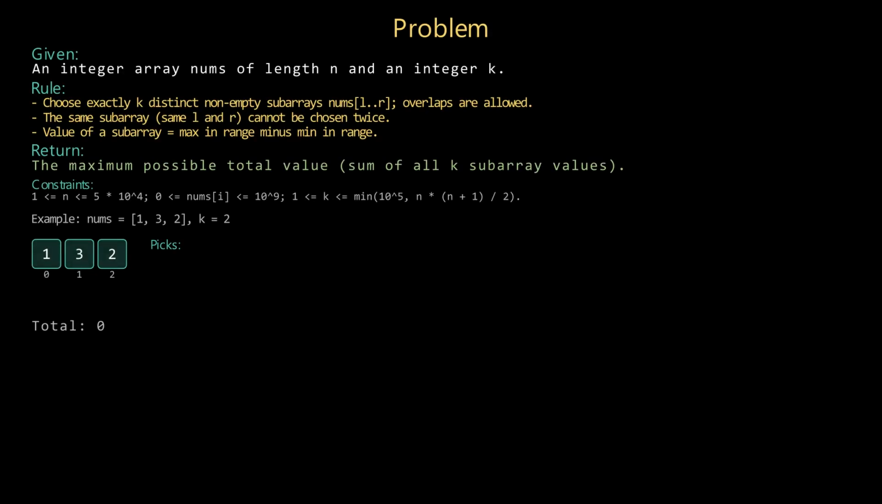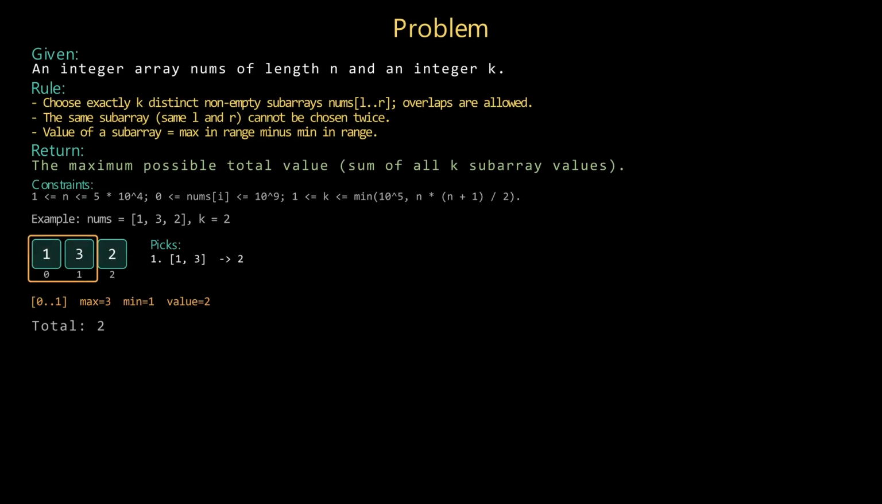Given an integer array nums and an integer k, choose exactly k distinct non-empty subarrays. They may overlap but the same indices cannot be picked twice. Each subarray scores max minus min inside that range. Goal: maximize the sum of all k scores.